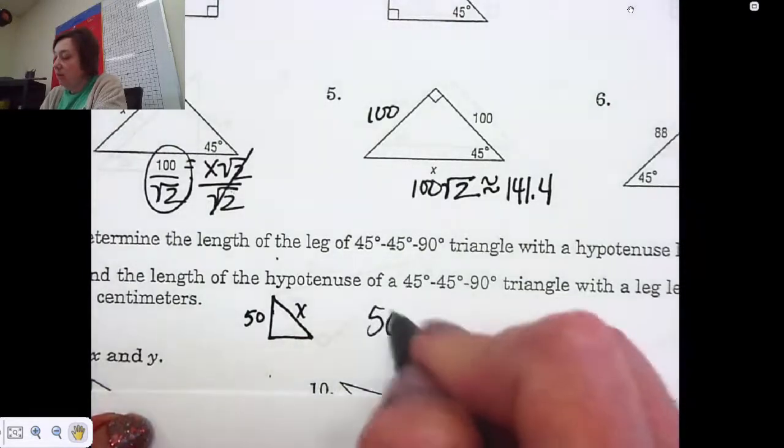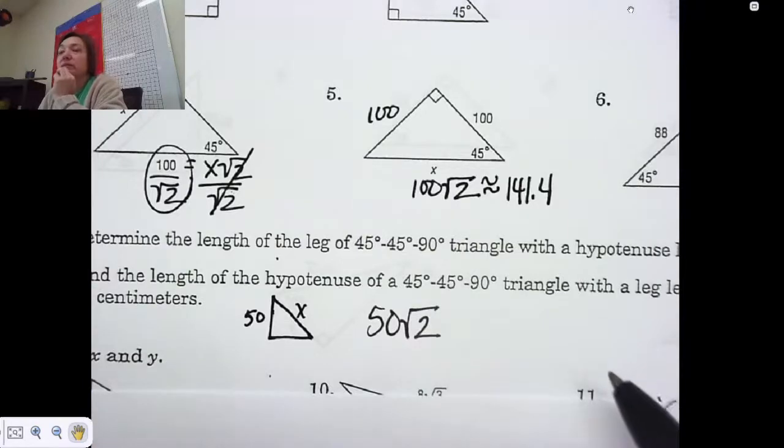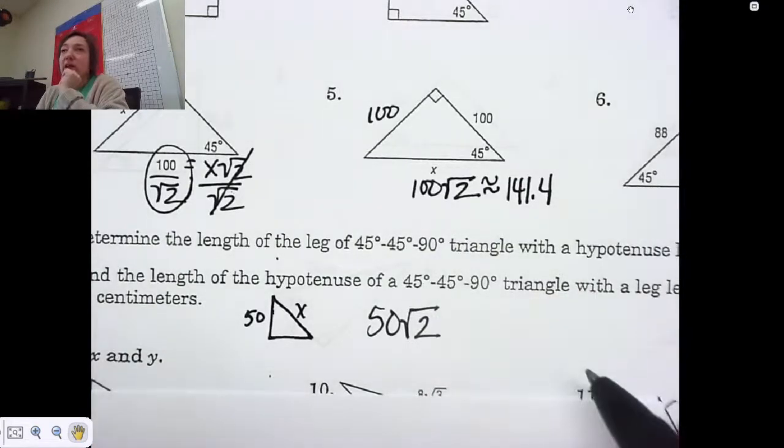The 50 and the little deal? Like that? Yeah, that's it. Yes, sir. And then we would plug that in our calculator, you get a decimal answer, right? An approximate answer. What is it?